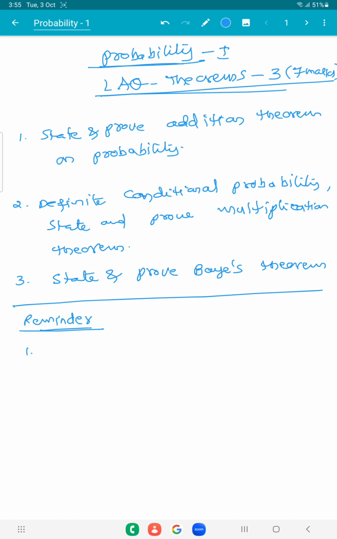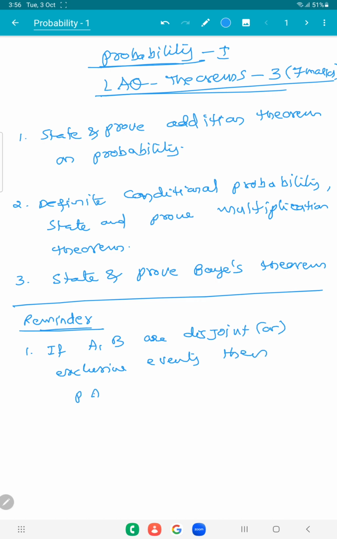So for the addition theorem, to prove that addition theorem, we need some reminders. Those are: if A, comma, B are mutually disjoint or exclusive events, then the probability of A union B is equal to P of A plus P of B.